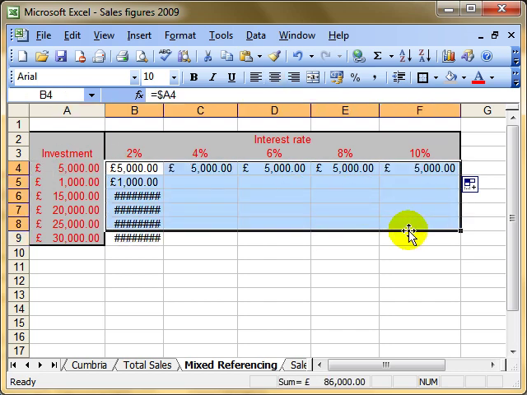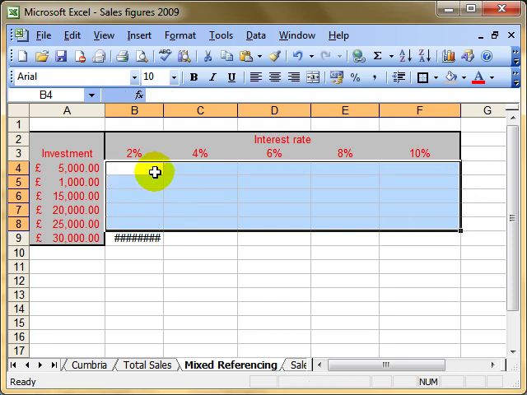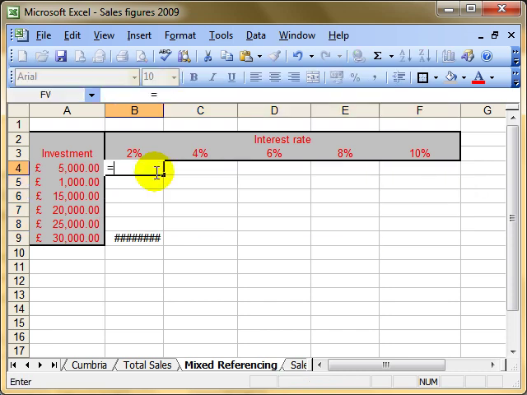Okay. Just delete that. So we've worked out that the first part of our formula needs to be equals $A4 multiplied by B3. Now let's have the same kind of reasoning. As we replicate this down, B3 will become B4, will then become B5. Do we want that? No. We want it to stay at B3. So we've got to lock the 3 this time.